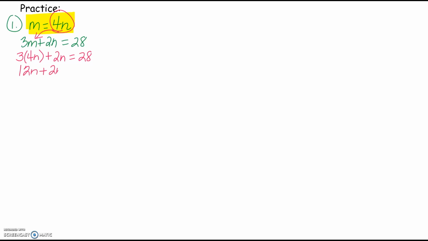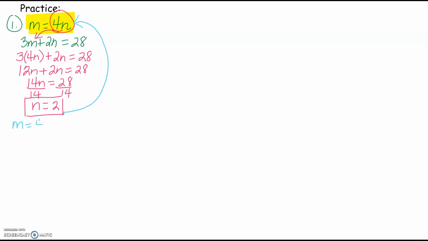12n plus 2n equals 28. 14n equals 28. I'm going to divide by 14, and n equals 2. So now I know what n equals. Now I substitute again, but I'm going to take and replace that into that first equation. So I'm going to have m equals 4 times 2. So m equals 8. We write our solution as an ordered pair alphabetically. M comes before n, so (8, 2) is the solution. And you can plug those in and make sure it makes each of those equations true to check your answer.